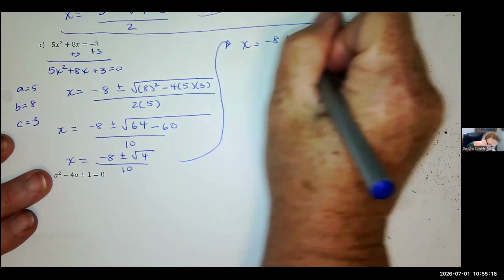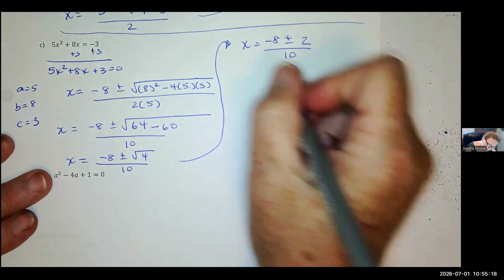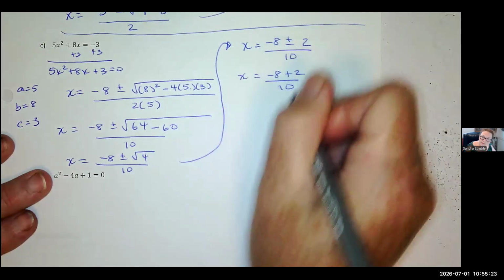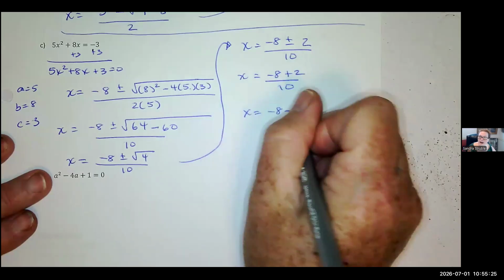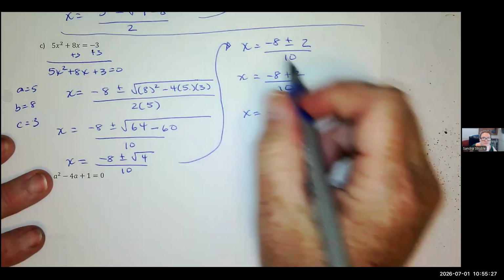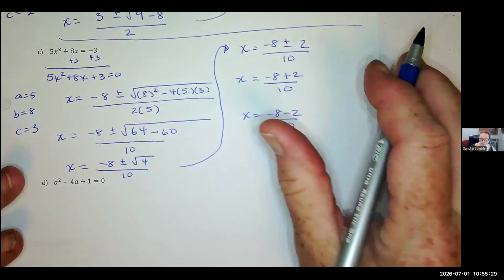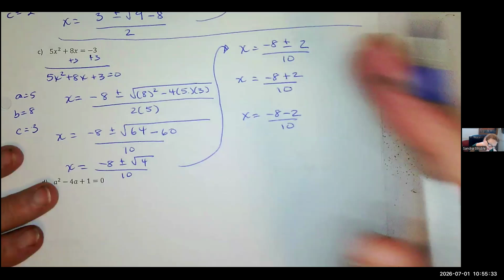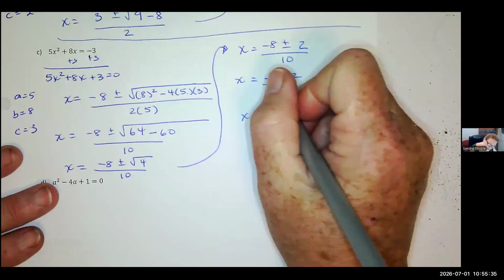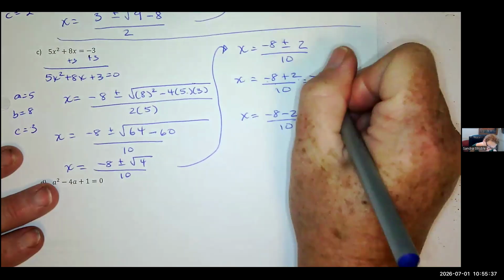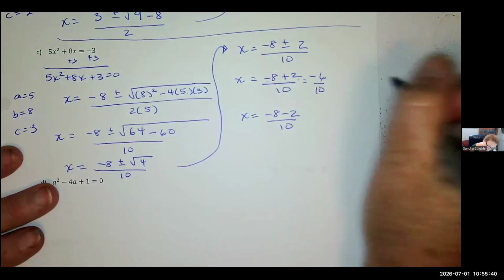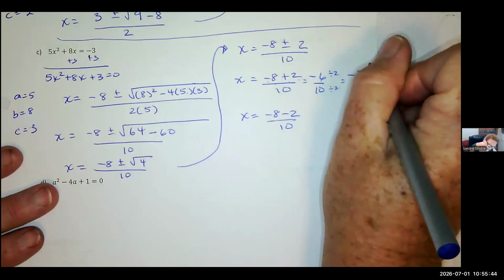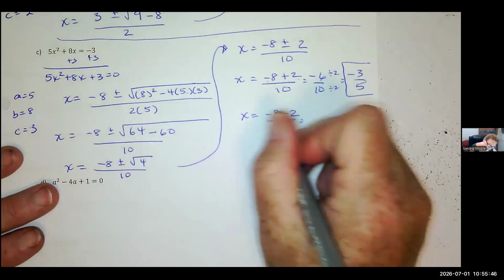All right, let's break it up. -8 plus 2 over 10. -8 minus 2 over 10. Don't skip this step. Don't just go at it and start solving it. I can't tell you how many mistakes happen. Be careful. Do not skip steps. So -8 plus 2 is -6 over 10. We just need to reduce this by 2. So -3/5. -8 minus 2 is -10 over 10, which is -1.